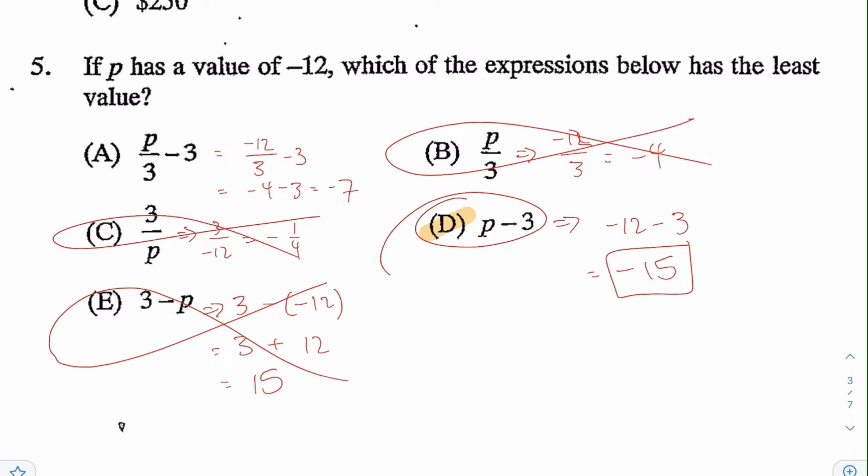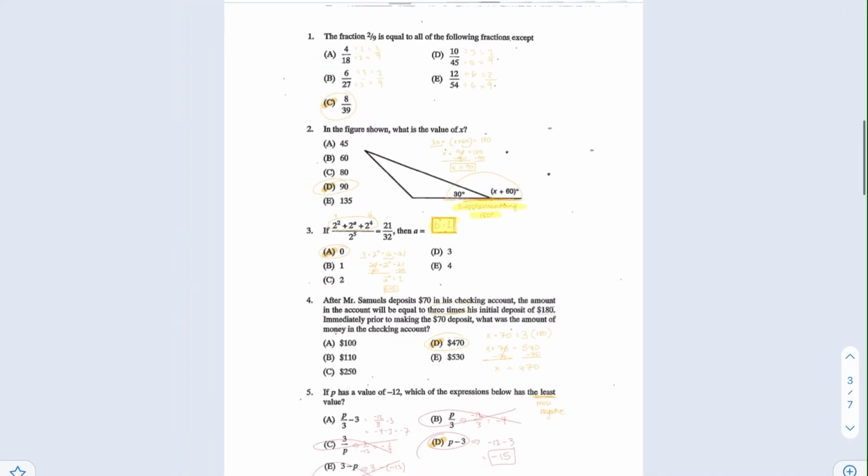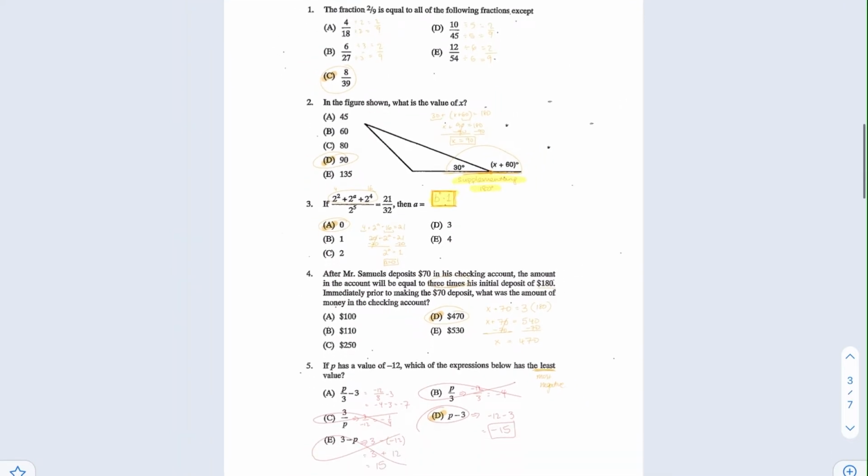So for 5, you just substitute in and solve. Remember, the least value means the most negative. So for the most negative, that would mean the biggest absolute value, or the number that is the furthest away from 0 on the left side. So this is the summary for this page.